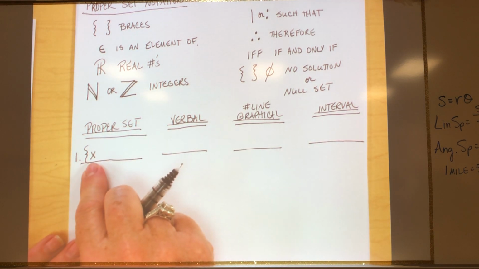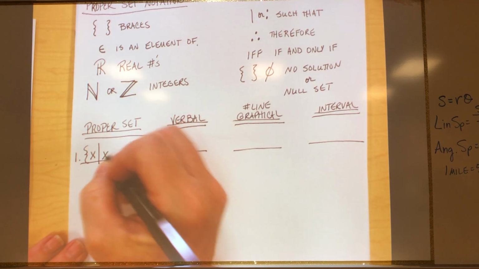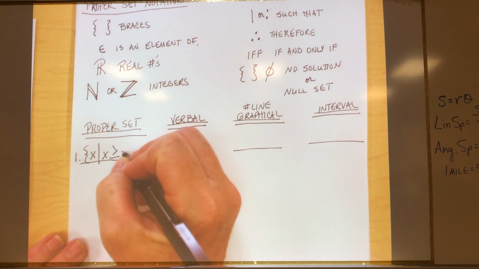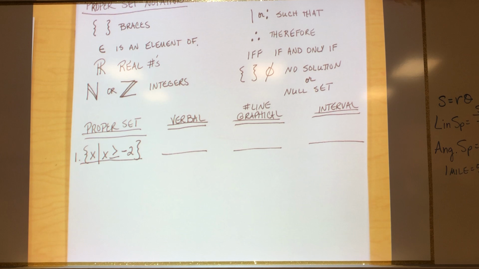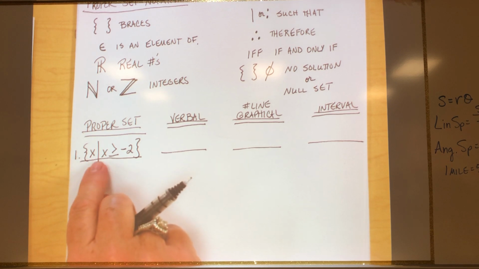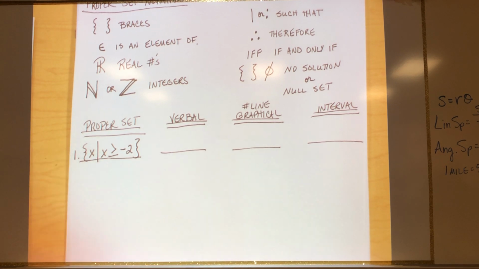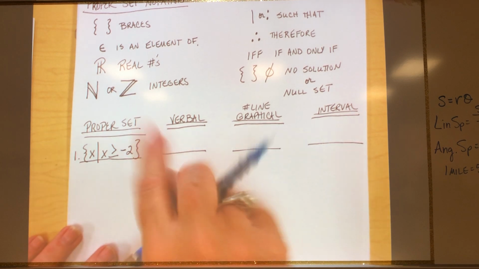Any x such that x is greater than or equal to -2. That is proper set notation. It's proper set, guys, just because it has braces and it has this. Any x such that. All right? So verbal, we're just going to write that down.